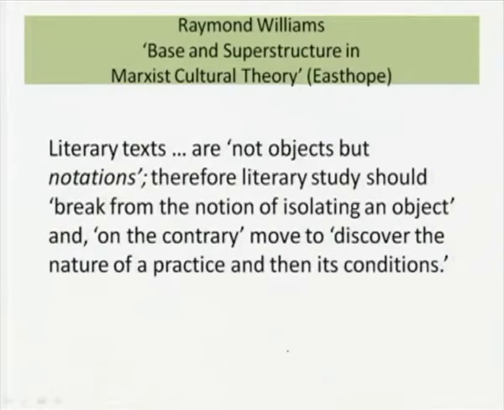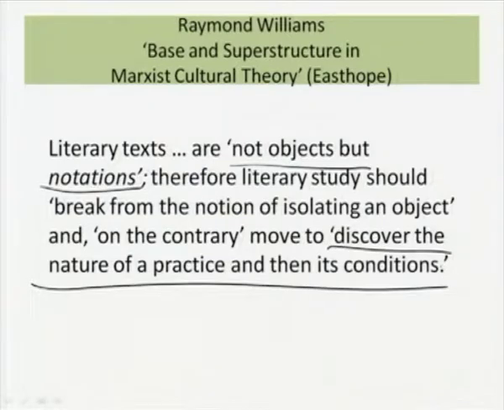Raymond Williams, for instance, in an important essay, Base and Superstructure in Marxist Cultural Theory, quoted in Easthope's book, had this notion that literary texts, as he says, are not objects but notations. Therefore, literary study should break from the notion of isolating an object and, on the contrary, move to discover the nature of a practice and then its conditions. It was what we clearly call a materialist approach.